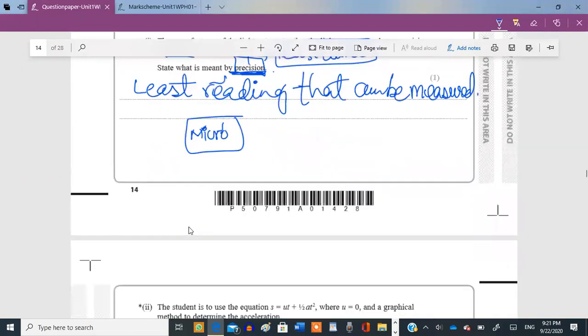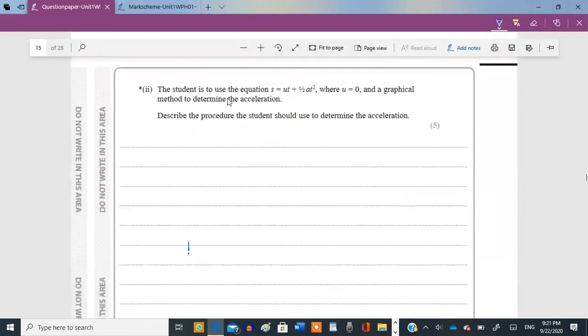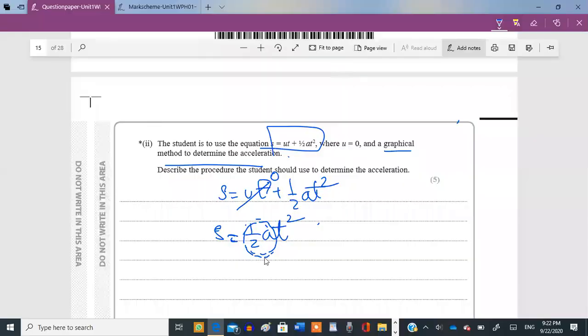Then part 2 says the student is to use the equation s = ut + half at squared, where u is 0, and the graphical method to determine the acceleration. Describe the procedure the student would use to determine the acceleration. Okay, this is a unit 3 question. The half and a are constants. So if they are constants, can I say that s is proportional to t squared?